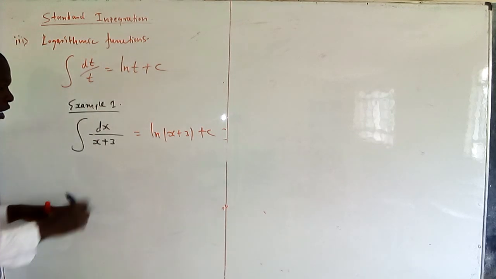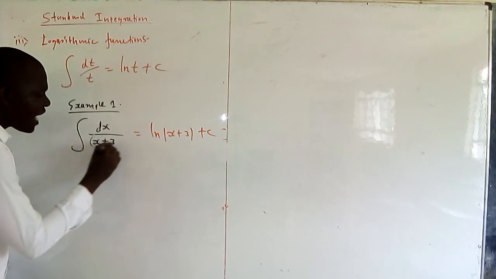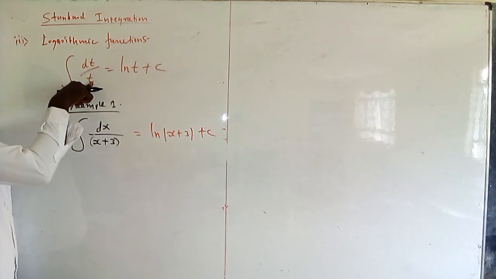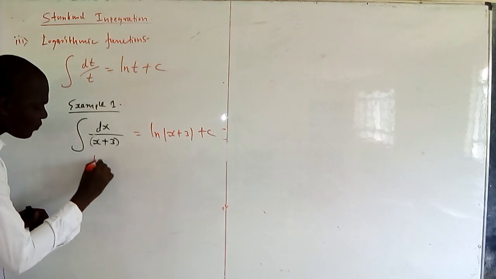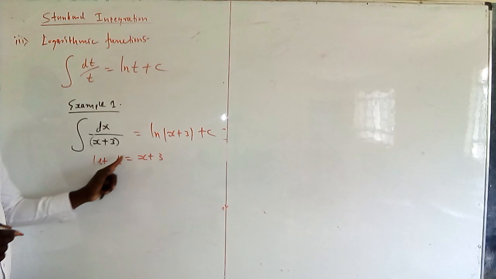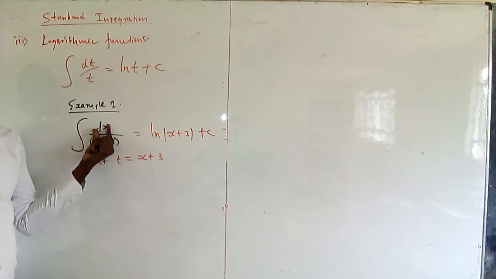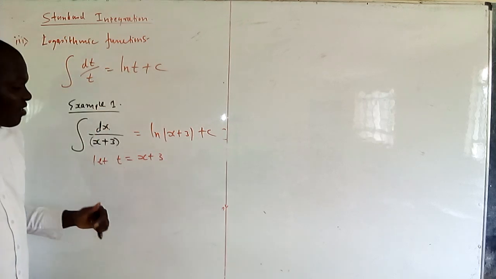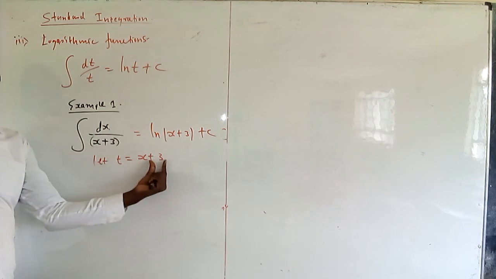So what do you say? What is in the denominator? The x plus 3. It is supposed to be what? It is supposed to be t. So you say let t be x plus 3. Once you let t be x plus 3, meaning you must eliminate the x, isn't it? So you must get rid of the x. How do you get rid of the x? Meaning you differentiate this. You have t equals x plus 3.